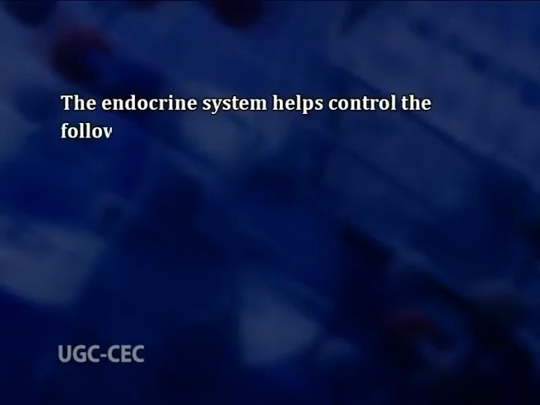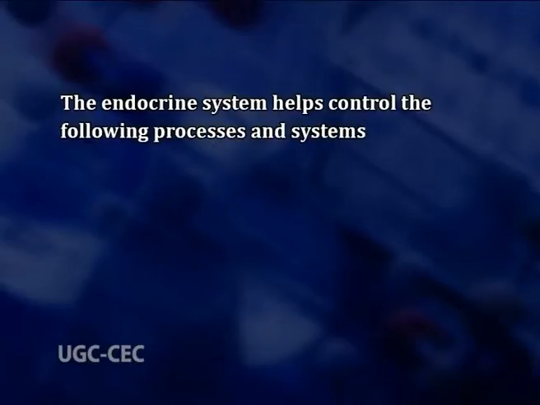The major glands of the endocrine system include hypothalamus, pituitary gland, pineal gland, thyroid and parathyroid glands, adrenal gland, pancreas, ovaries and testes. The endocrine system helps control the following processes and systems.